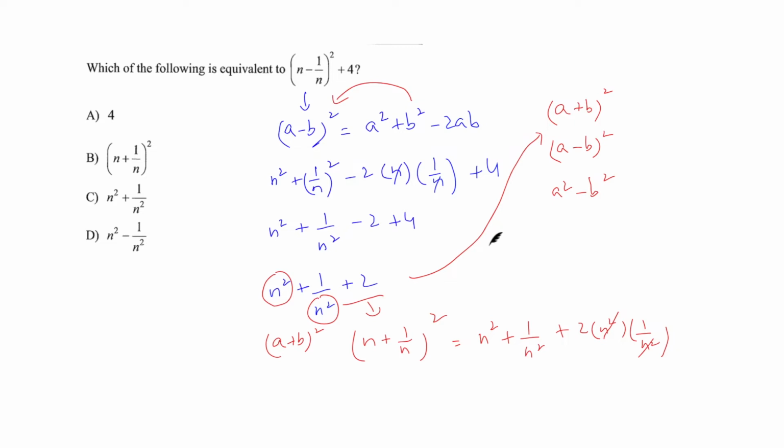So that leaves us with the option choice. I was about to wrap up the question, but I realized that I haven't chosen the option choice. So that leaves us with n plus, where's our answer? That is n plus 1 over n whole squared. This is option choice B.